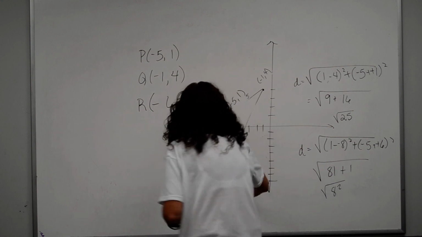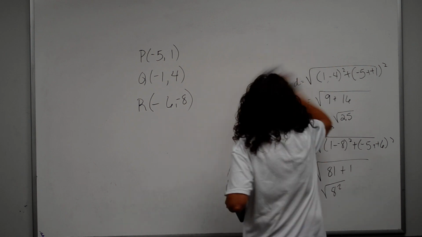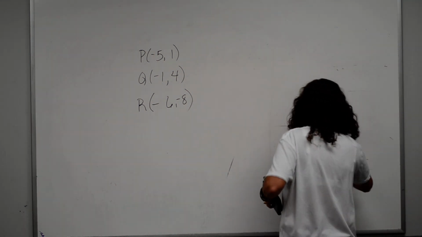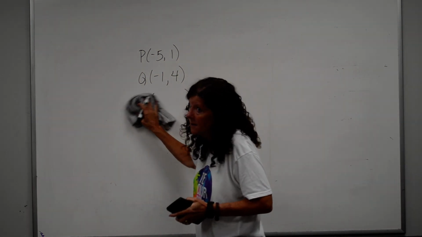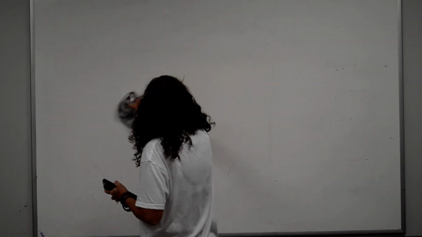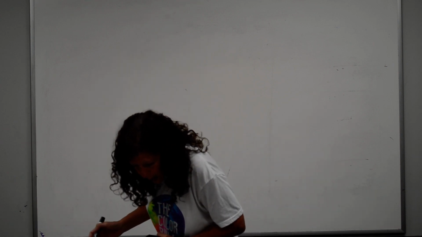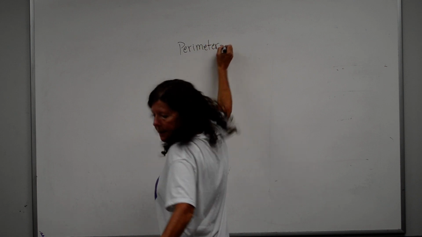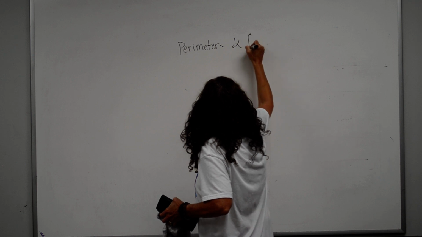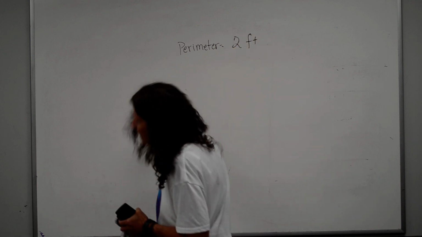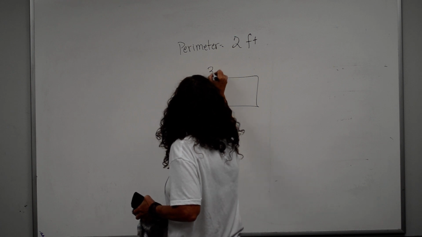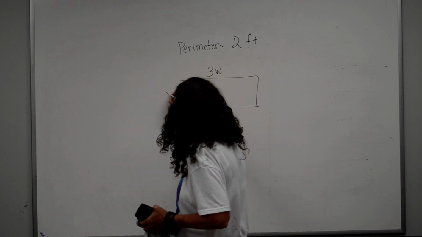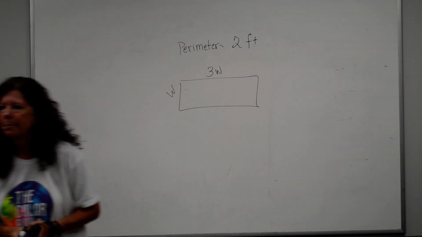What if I have something like this? And this will be the last thing. Now, this does finish the chapter. So tomorrow we'll review it, Wednesday we'll test on it. Let's say that the perimeter of this, we know the perimeter is equal to 2 feet. And I have a rectangle, and the only thing that I know about a rectangle is this is 3W and this is W. And they say, you have to find W.